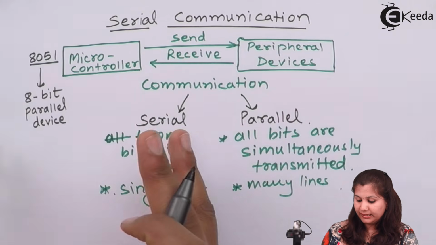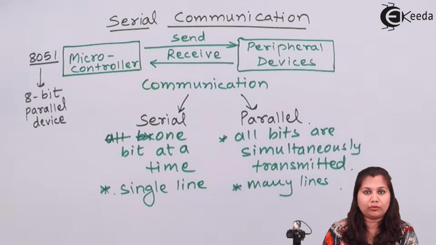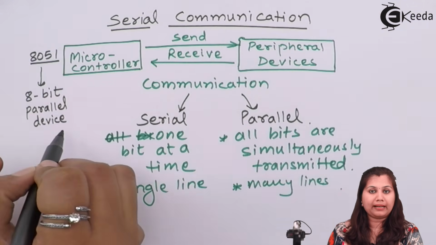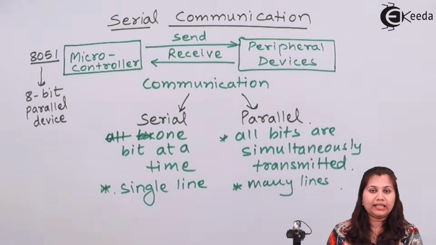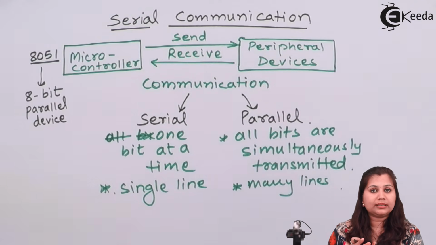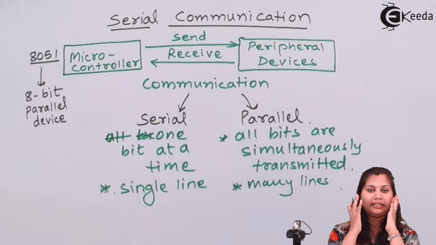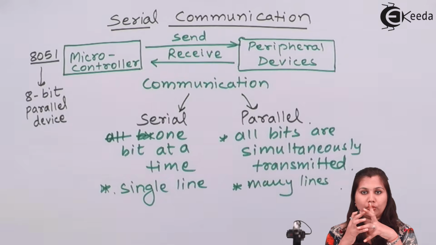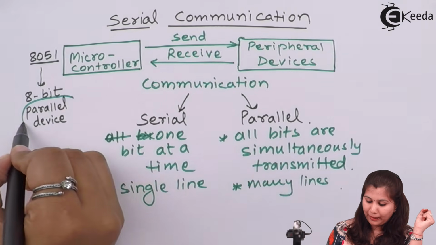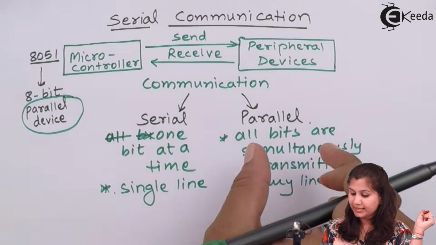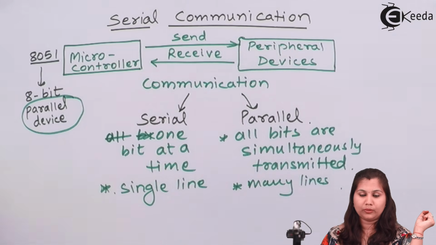Now as we are studying the 8051 microcontroller, it is an 8-bit parallel device, meaning it deals with 8-bit data. All the data will be in parallel form, meaning 8 bits of data are considered as a whole. Parallel device means internally it deals with parallel data, that is 8 bits at a time.